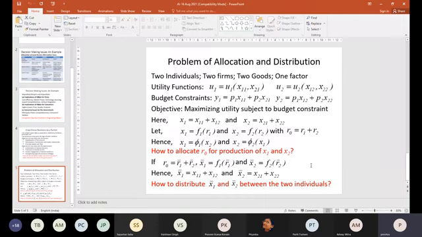Now, let us assume that there are two commodities, X1 and X2. Total production of X1 is X1, which is equal to X11 plus X12, the summation of the two. X11 is basically the amount of X1 consumed by individual 1, and X12 is the amount of X1 consumed by individual 2. Similarly, total production of X2 is X2, which is the summation of X21 and X22. Let us assume that there is only one factor that is used in the production of both X1 and X2, and that is R. Only one factor of production.